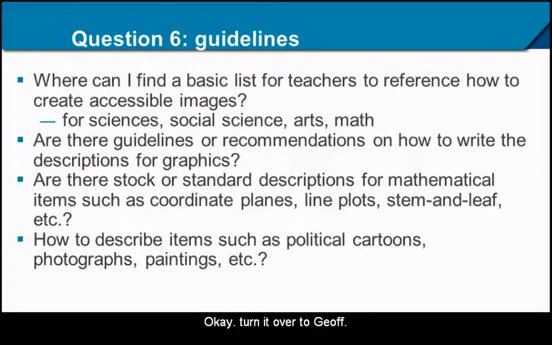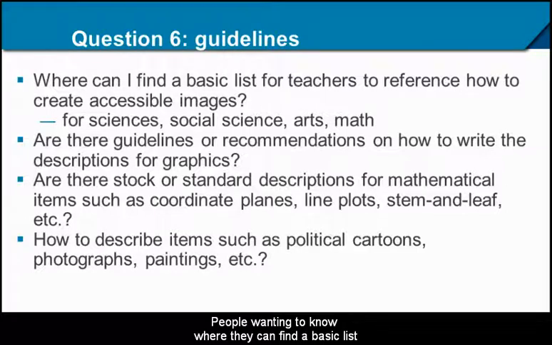I'll turn it over to Geoff. All right, thanks, Brian. That is it for the images and questions that we received beforehand. Well, actually, there are a few more questions. They weren't accompanied with images, and they're here on the screen, and they mostly have to do with recommendations and guidelines.